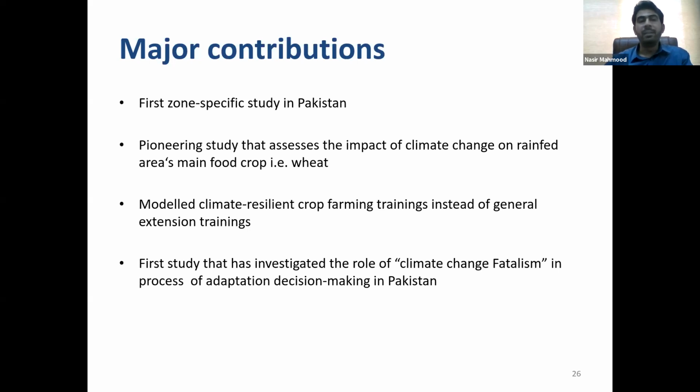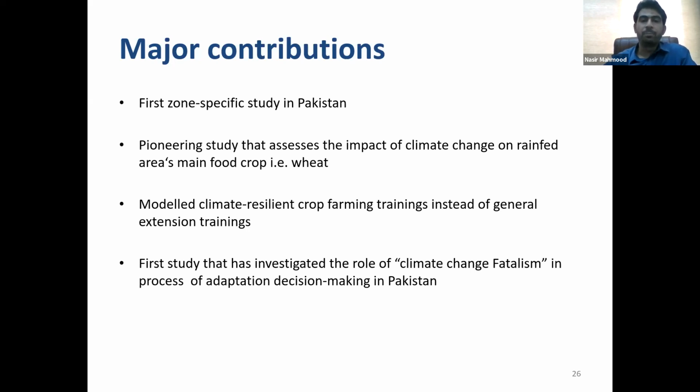Second, this is a pioneering study that has evaluated the climate change impacts on rain-fed wheat in Pakistan. Third, the previous studies had evaluated the role of general extension services, but this is the first study that has evaluated the role of climate resilient crop farming trainings instead of general extension trainings.